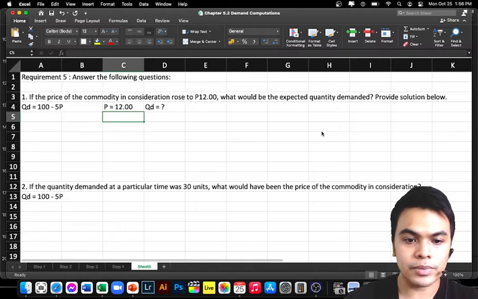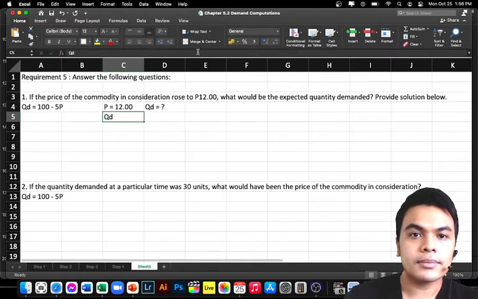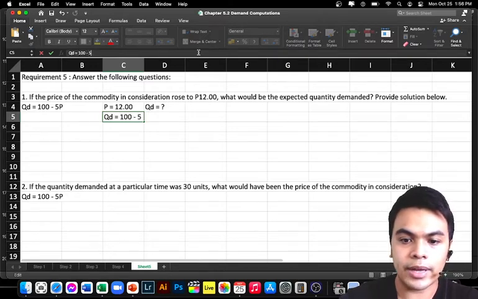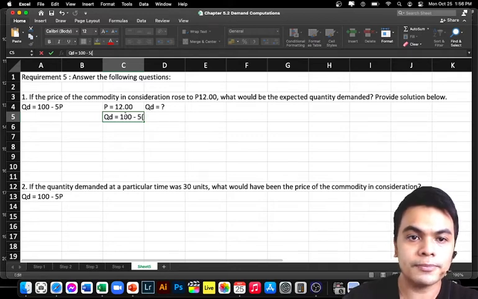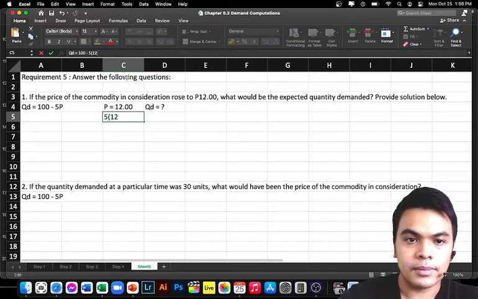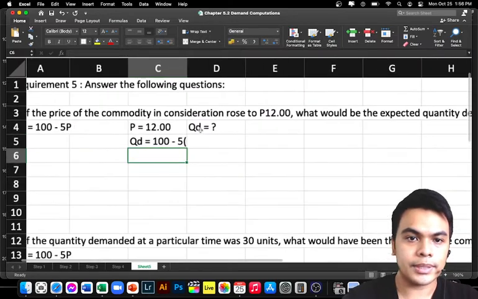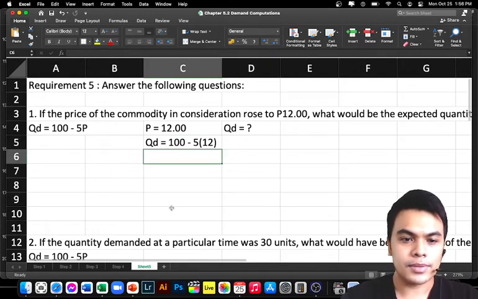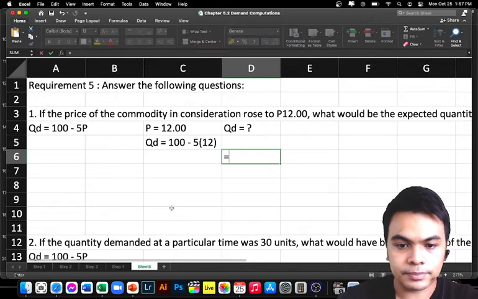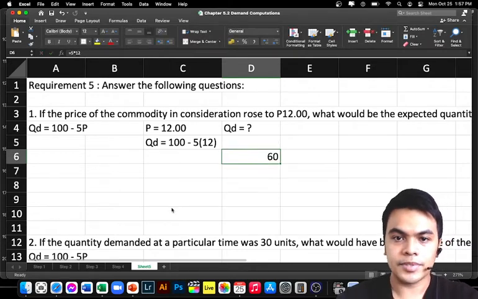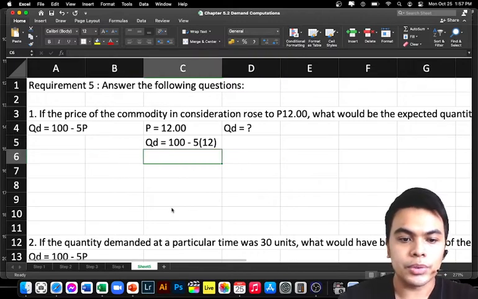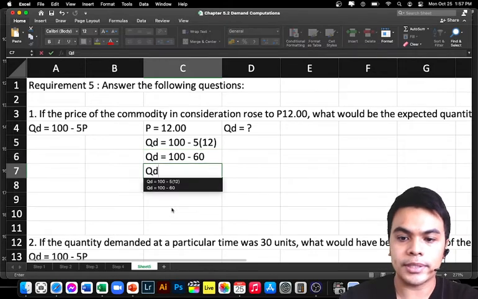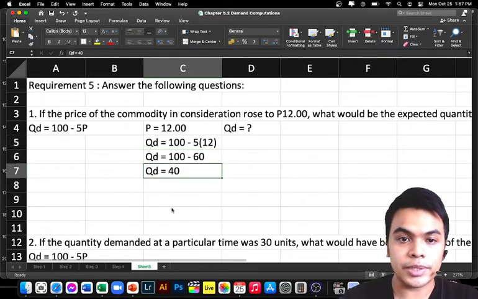So, let's substitute. QD is equal to 100 minus 5 times the price, which is 12. So, ilan ba ang 5 times 12? 60. So, QD is equal to 100 minus 60. Therefore, our quantity demanded is 40 units.